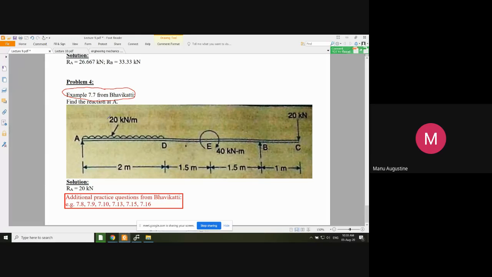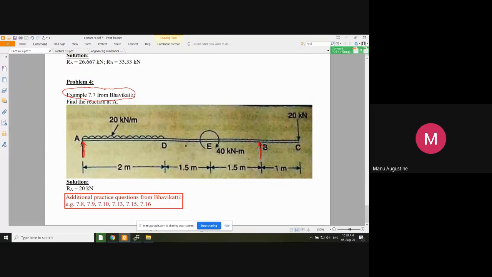The problem is, this simply supported beam is given. Now please look at the figure. Here you have the first support. Here you have the second support. And what are the other loads that are placed over it? See, there is an overhang on this beam.